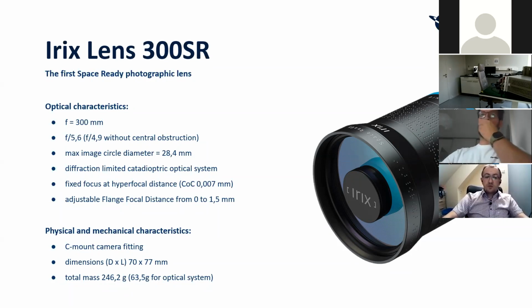So we decided, first, to widen the tolerance for the optical design, the same for the mechanical design, but we also use materials that are accepted by NASA for space purposes.